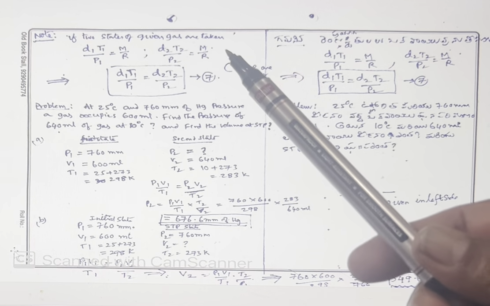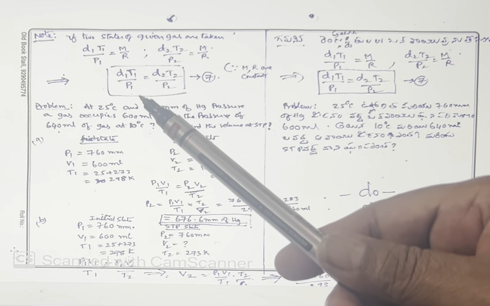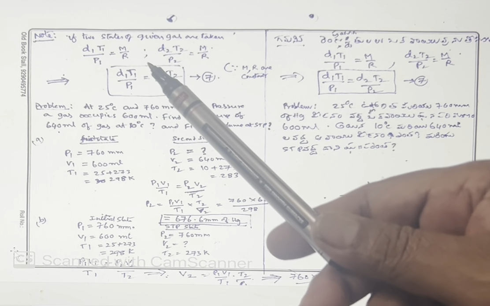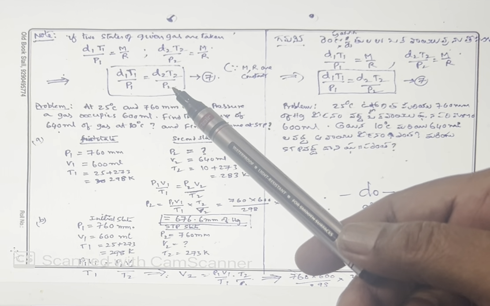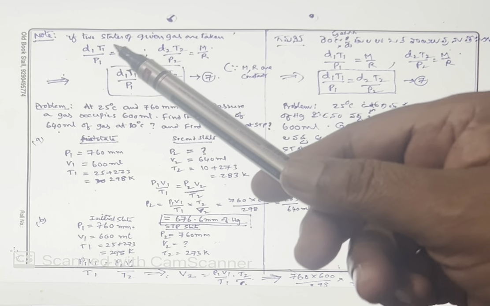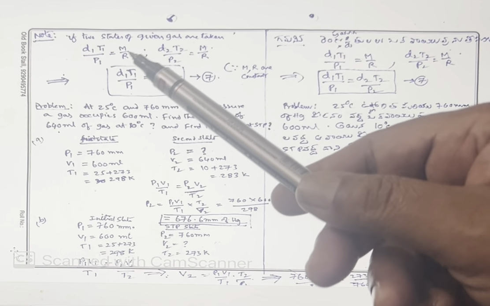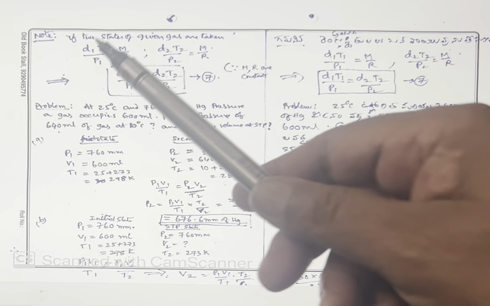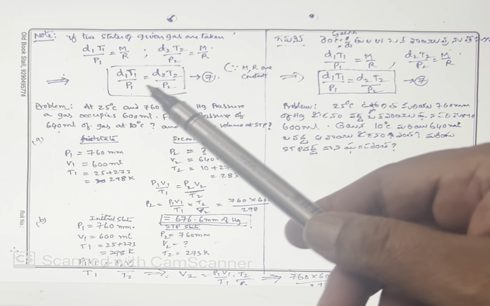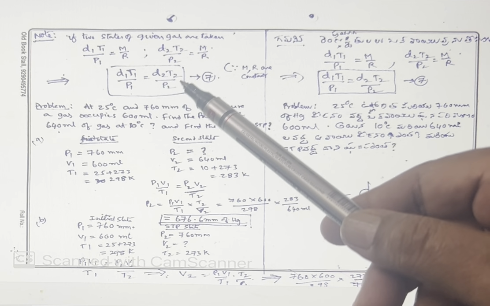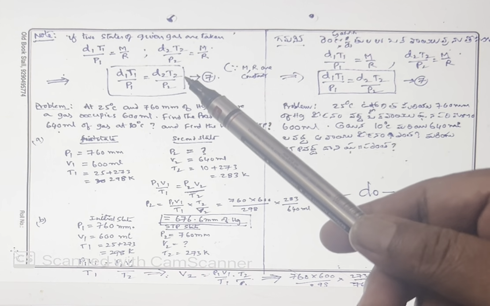Similarly, if you know density D1, temperature T1 and pressure P1 at the first stage, in the second stage the density changes to D2, temperature changes to T2 and pressure changes to P2. In both states M by R is constant, molecular weight is constant, R is constant. So you can equate both states and get D1 T1 by P1 is equal to D2 T2 by P2.